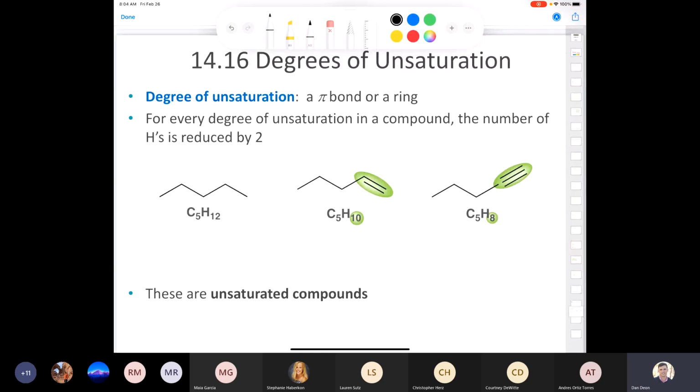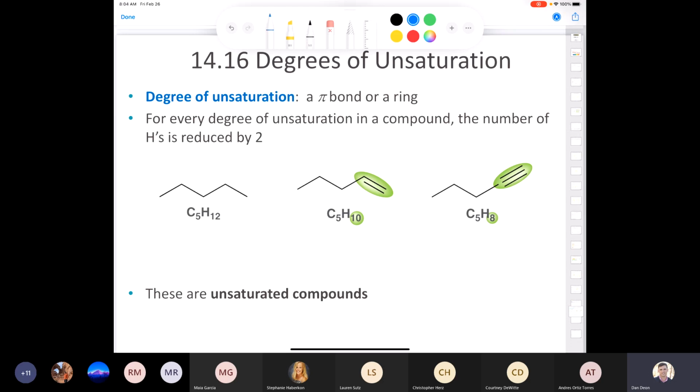Well, having a pi bond or a ring in your molecule, we call that a unit or a degree of unsaturation. So again, a pi bond or a ring. And for every degree of unsaturation in an organic compound, the number of hydrogens gets reduced by 2.